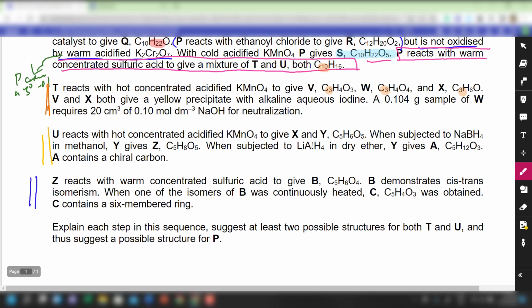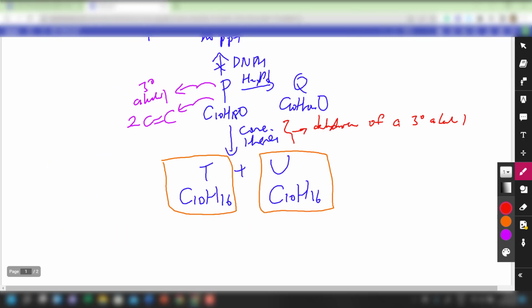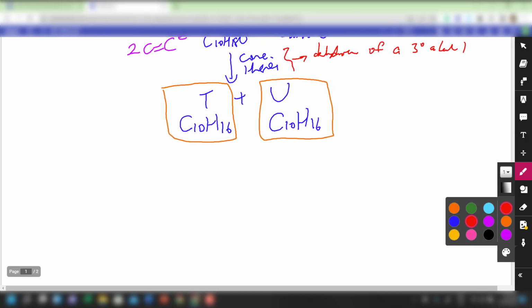The next line tells us that V and X both give a yellow precipitate with aqueous alkaline iodine. That tells us that they contain the methyl ketone as the important structural feature. Why must it be a methyl ketone and cannot be, say, a methyl alcohol? As I mentioned many times in class, under oxidative cleavage condition, having a methyl alcohol is not possible, because the alcohol will be oxidized anyway. With all this, I'm just going to summarize it over here, and I'm going to arrow downwards.